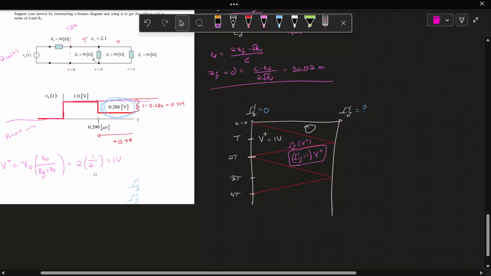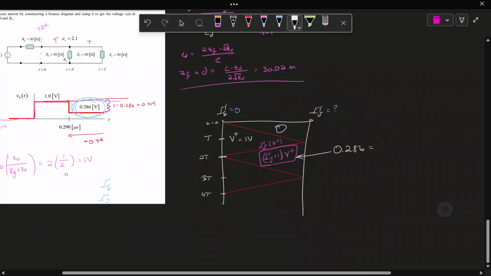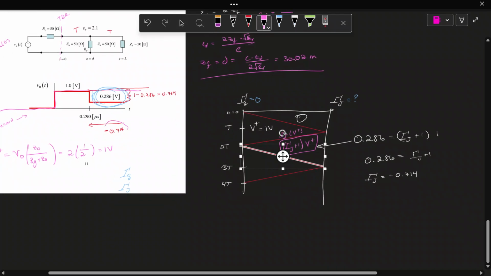So what we can do then is solve for gamma J, because we know 0.286 is the voltage after it hits the junction, and is equal to gamma J plus 1 times V plus, which is 1. So what do we get? 0.286 is equal to gamma J plus 1 divided by 1, and gamma J is equal to negative 0.714. Well, what do you know? This value here is the same as this value here.